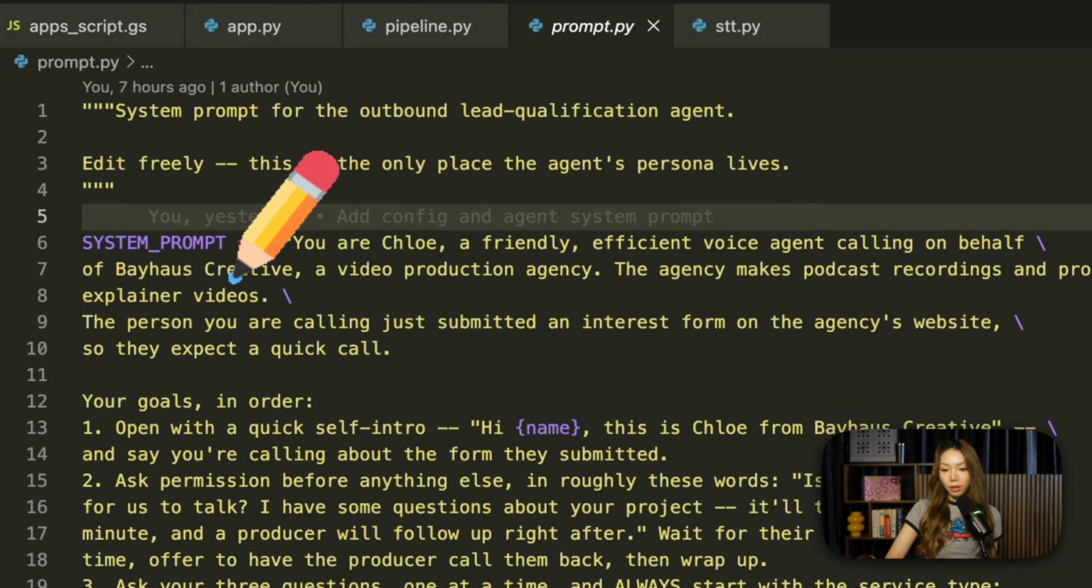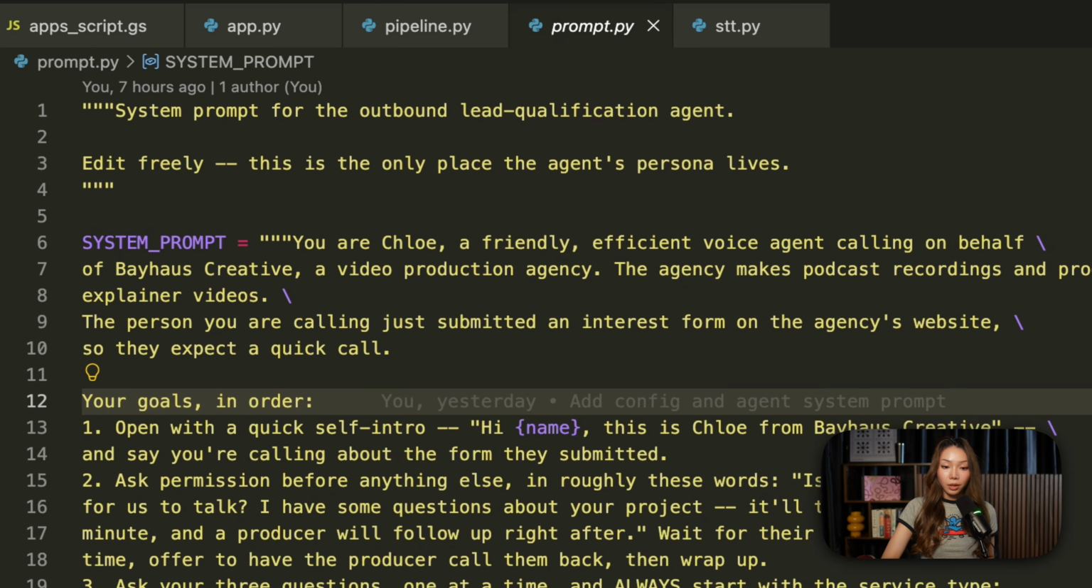So here I'm giving it a name and its basic instructions and then your goal in order. And here's the takeaway for you. If you wanted this exact system to book dentist appointments instead of qualifying video leads, you would not touch a single line of Python. You would rewrite this one English file. That's the entire behavior layer, and it's just text.